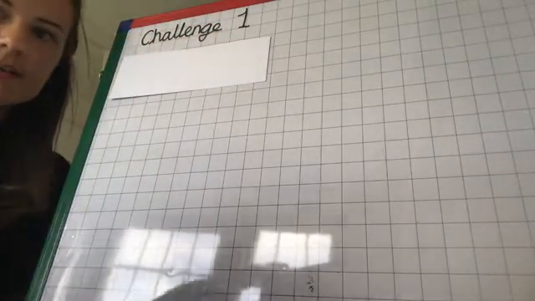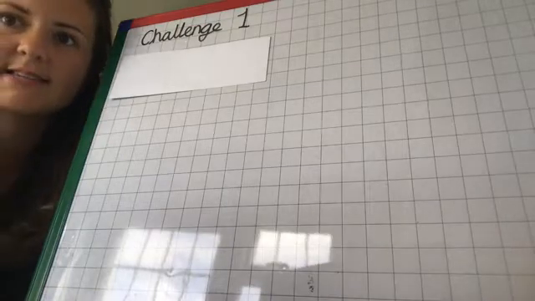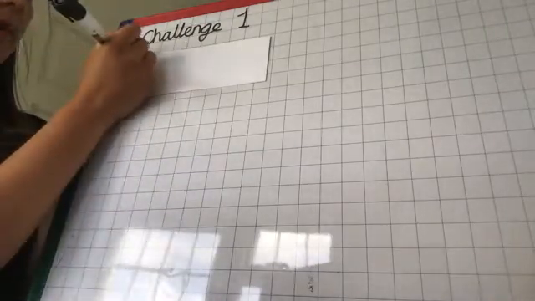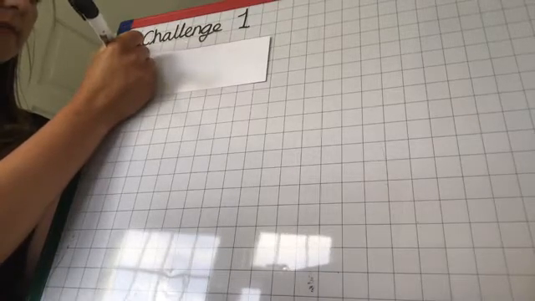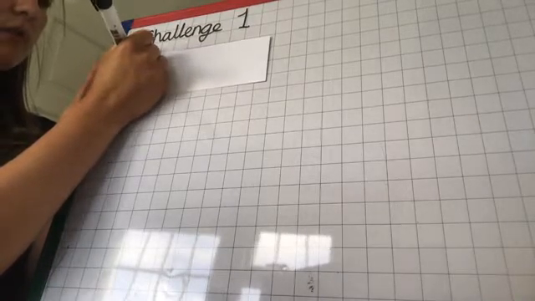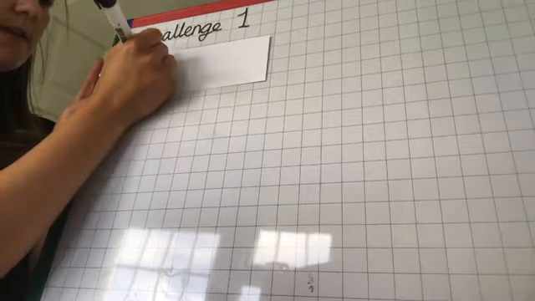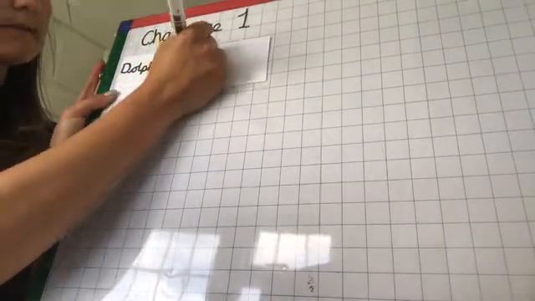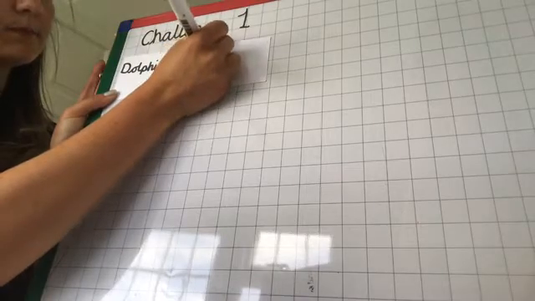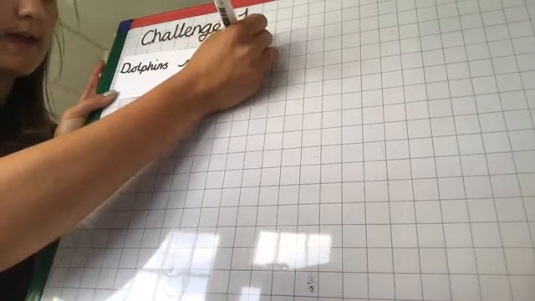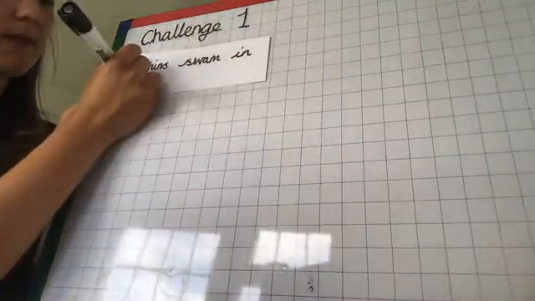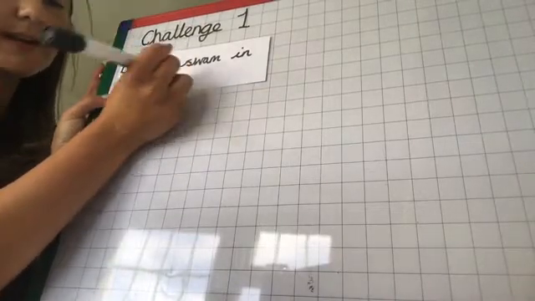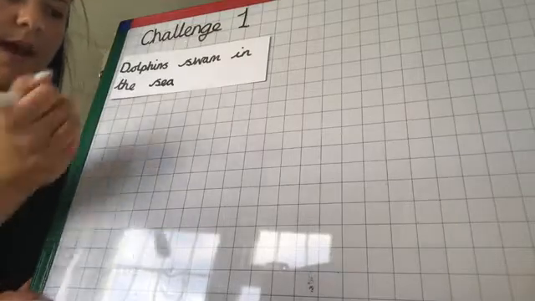The first sentence on my slide says dolphins swam in the sea, so I'm going to write that. I'm going to have a capital letter D, dolphins, swam, in, the, sea. And what do I need at the end of my sentence? A full stop, of course.